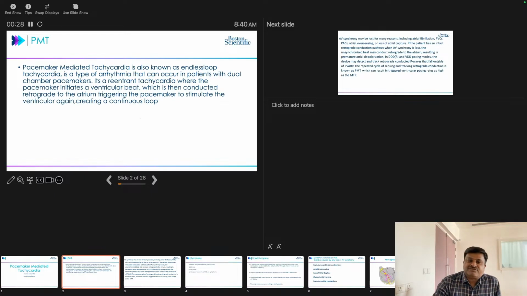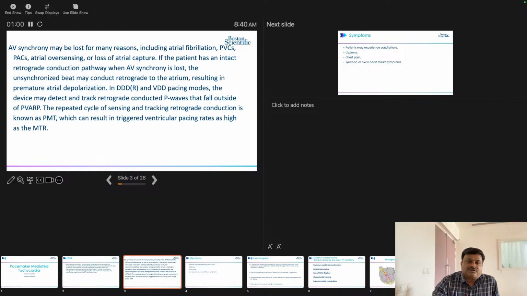So, the pacemaker-mediated tachycardia is also known as endless loop tachycardia. It is a type of arrhythmia that can occur in patients with dual chamber pacemakers only, and it's a reentrant tachycardia where the pacemaker initiates a ventricular beat, which is then conducted retrograde to the atrium, triggering the pacemaker to stimulate the ventricle again. So it is creating a loop there. It's a continuous loop. So that is how the PMT occurs.